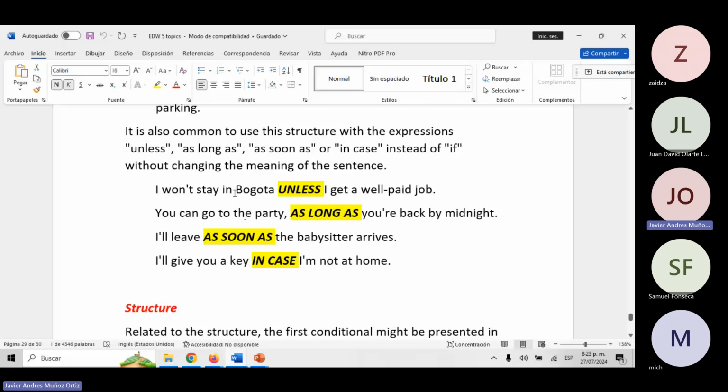Example: I want to stay in Bogota. I will not stay in Bogota unless I get a well-paid job. For example, I can go to the party as long as you're back by midnight. Given this condition, I have the result, or given a result, I will have a condition. So these are some examples.